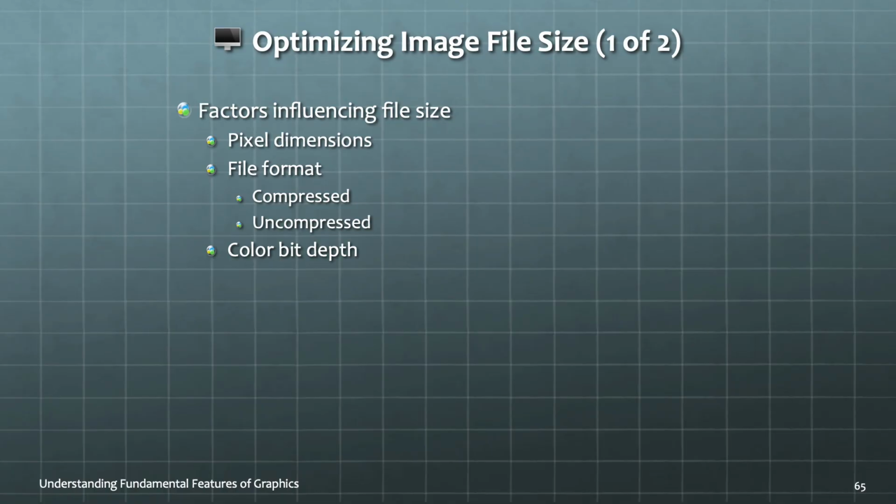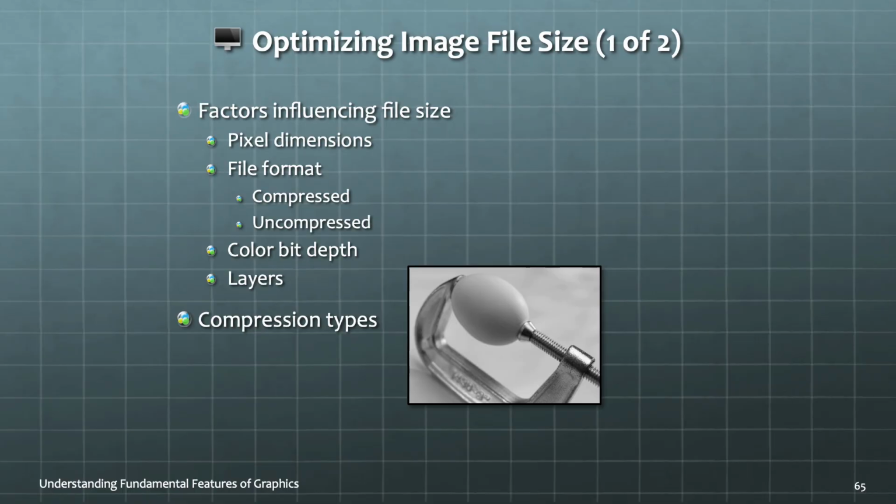Color bit depth, which I talked about in the last unit, is another factor. More bits per pixel allows for more colors, but increases file size. Additional layers in image editing software like Photoshop can increase file size. Flattening images into a single layer can reduce it. It's important to understand the types of compression when choosing one to decrease file size.